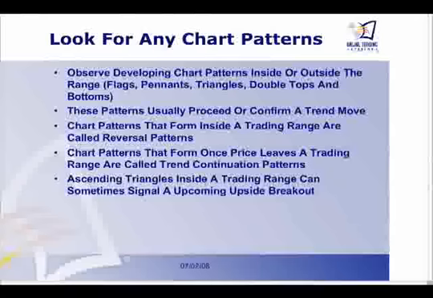So your chart patterns that form inside a trading range are called reversal patterns, again, the double top and the double bottom. And chart patterns that form once price leaves a trading range are called trend continuation patterns. So for example, a trend continuation pattern would be a bull flag or a bear flag, a pennant. Ascending triangles that form inside a trading range, again, usually signal that there's going to be an upside breakout. So we want to watch these kinds of developments very, very closely.